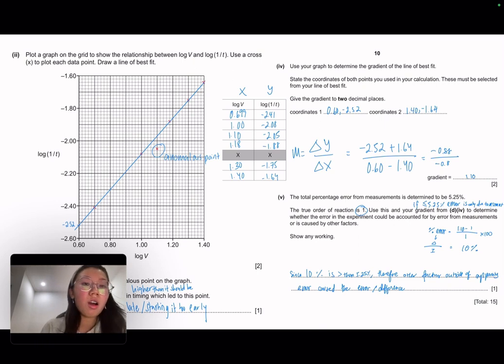Show any working. For your percentage error, it is basically the change in your gradient over your true order of reaction. So again, 1.1 minus 1 over 1 times 100, there's a lot of ones, it's 10%. 10% is larger than 5.25%. So the experimental error involves other factors outside of the apparatus, and those other factors cause the difference.